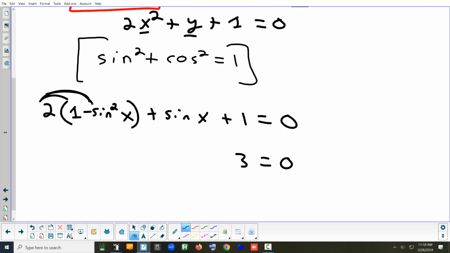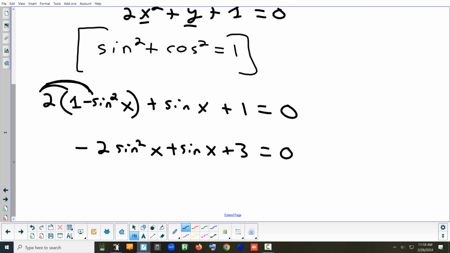2 times negative sine squared. You could have negative 2 sine squared. Negative 2 sine squared plus sine. Can we just bring that down? All right. So now, that is a quadratic type of problem. What it would look like as an Algebra 1 problem is this.